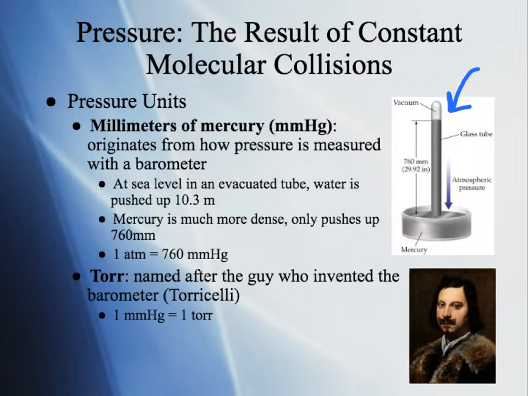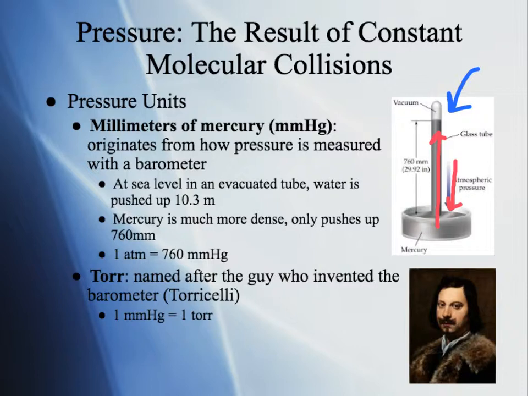What this is, basically, is a dish or container that has mercury in it and a glass tube that has been evacuated of all air. So basically it's a vacuum. Now, atmospheric pressure is going to put pressure on the container that has the mercury in it, and when pressure pushes down on the mercury, it's going to start rising on the inside of the glass tube. However much it rises is going to be equivalent to a certain amount of pressure.